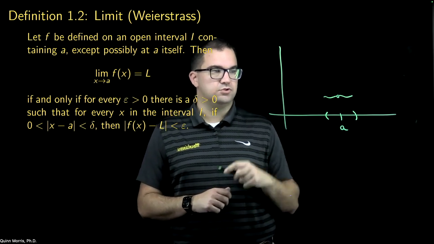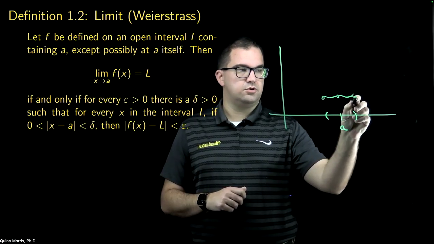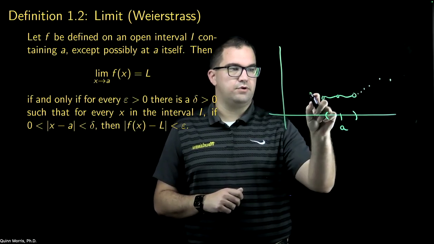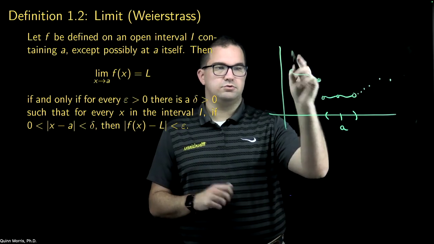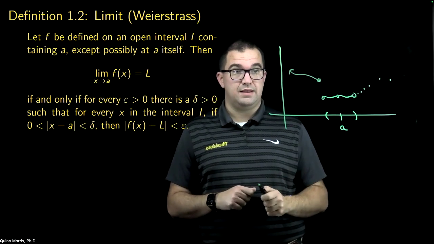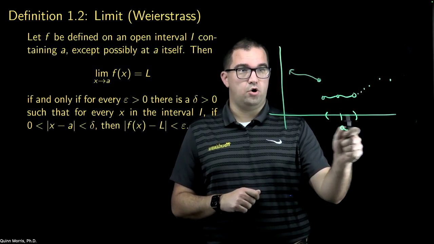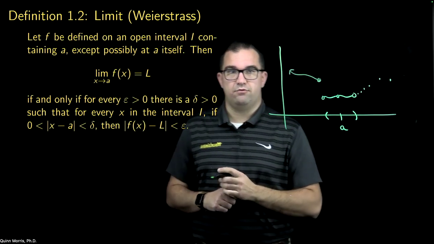So I could have an open circle here at A. And now outside of here, my function could look like this, and then it could be some discrete points, and over here all sorts of things can happen. But I at least require that if I want to talk about the limit at x equal to a, my function has to be defined on some open interval which contains a except possibly at a itself.